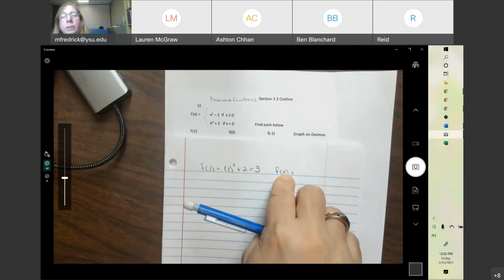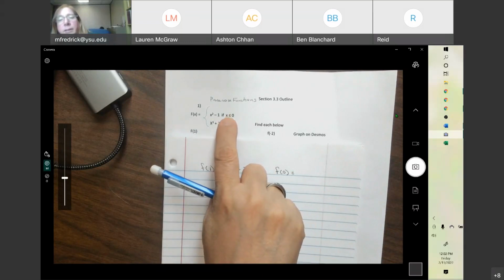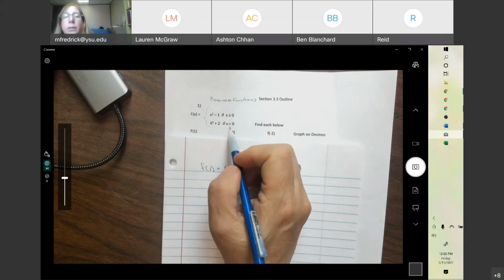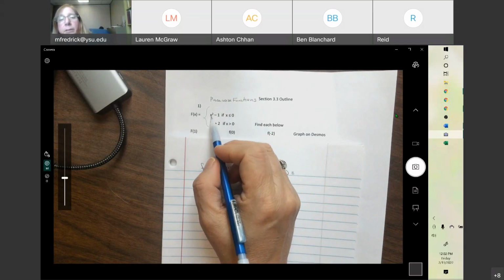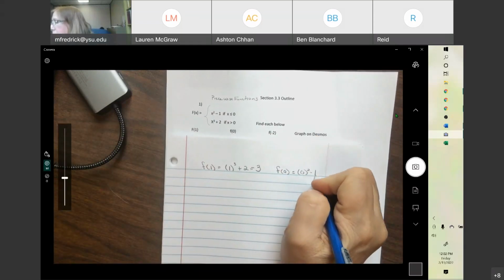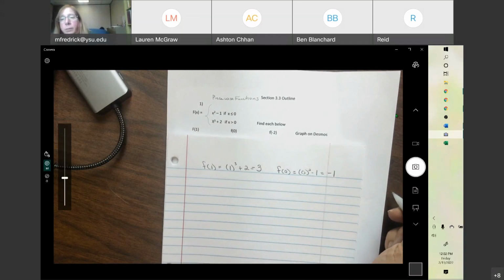F of 0, and then you want to see which one the 0 fits into. Well, this one, that little line under the inequality means equal to. This one doesn't have it. So that would be this one for equal to 0. And so we would plug in here. 0 squared minus 1 is a negative 1. Any questions on that?